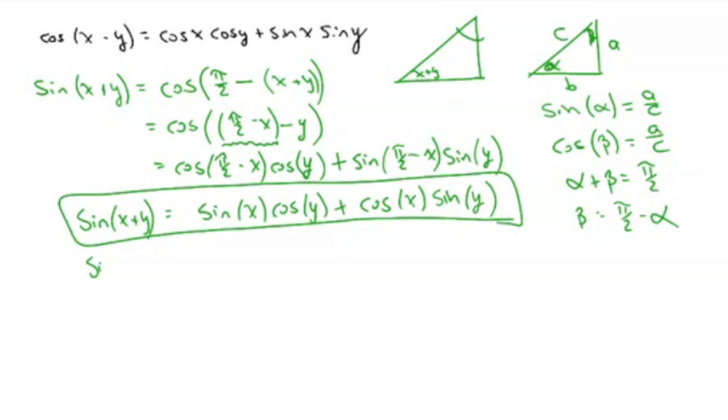I'll give you the next one. This one comes from those negative identities. It's the same thing except you get a minus. And the reason for that is right here: the sine of a negative angle becomes negative.